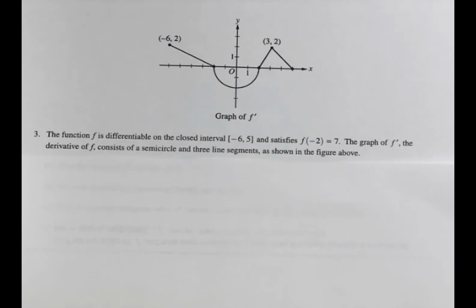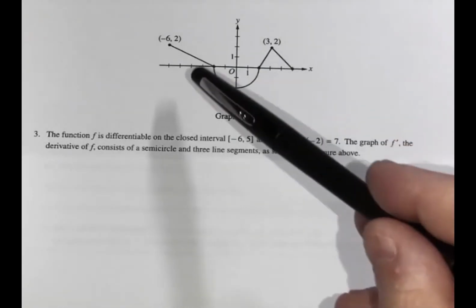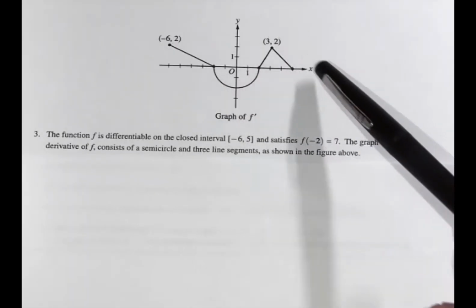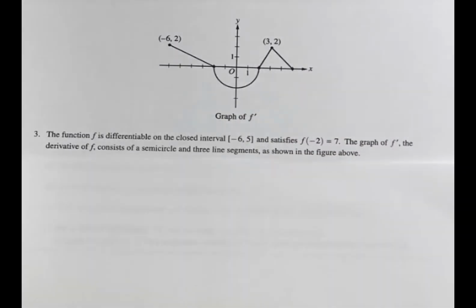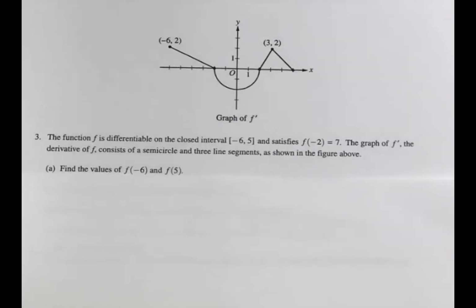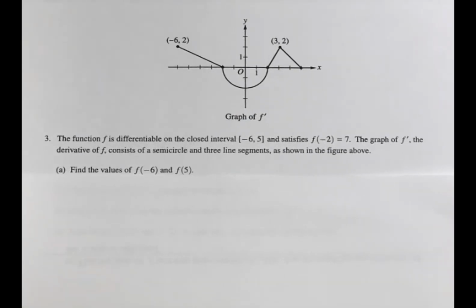Okay, this problem has a shape given above, that is the graph of f prime, and it says the function f is differentiable on the closed interval from -6 to 5, satisfies an initial condition here of f of -2 equals 7. The graph of f prime, which is the derivative, has a semicircle and 3 line segments. So that information is helping me to realize that we have a triangle and a semicircle and a triangle going on in our picture. Okay, so the first part asks us to find f of -6 and f of 5.